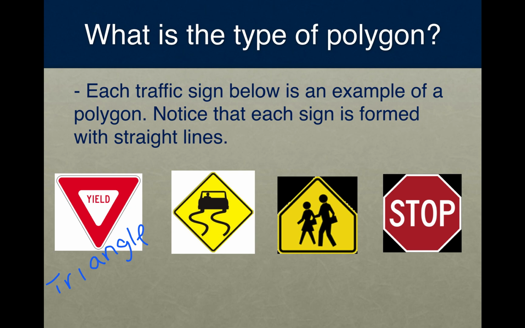What about the slippery road sign? Well, 4 sides, that's a quadrilateral. I believe many of you probably have these memorized from previous years, but if not, you can reference the table on these problems. Our crosswalk sign, well, that has 5 sides, so that's a pentagon. And finally, our stop sign, well, if you count the sides, there are 8, so that's going to be an octagon.